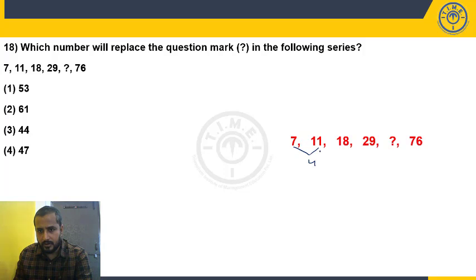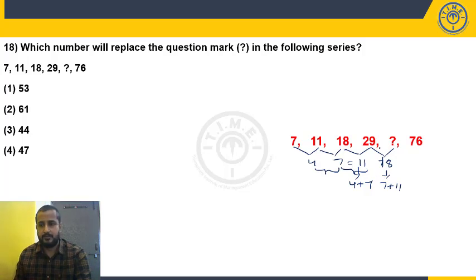Difference is 4, 7 and 11. So the sum of these two, 4 plus 7, is equal to 11. If that is the case, next will be the sum of these two. 7 plus 11 is 18. Then 11 plus 18, that is 29. Fibonacci series: the sum of these two numbers is equal to the third number.